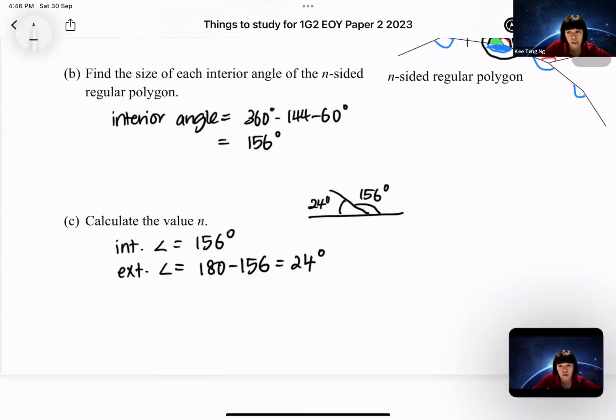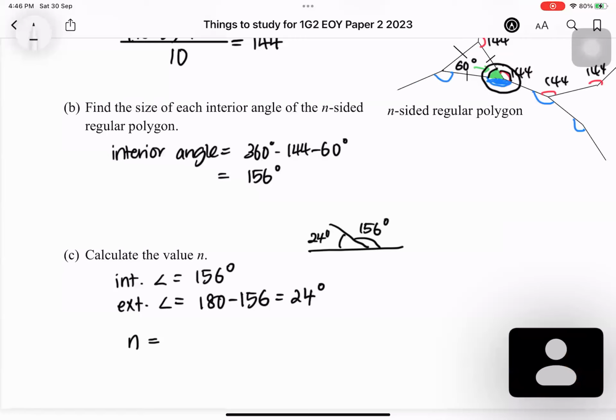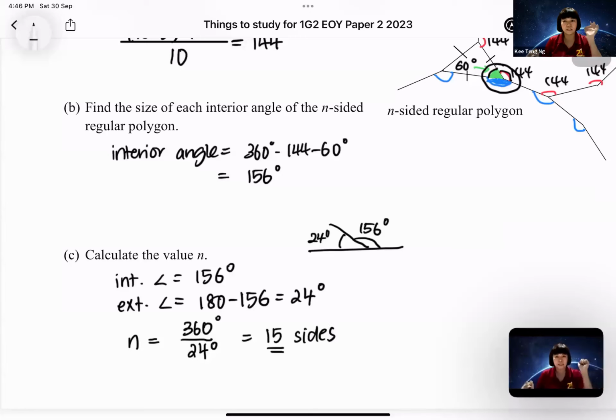Then I want to calculate the number of sides. The total exterior angles add up to one full circle. How many degrees is that? 360. So I take 360, and one of the angles is 24 degrees, so I take 360 divided by 24. 360 can be divided by 24 now. Oh, 15. So that will be 15 sides. Is this okay?